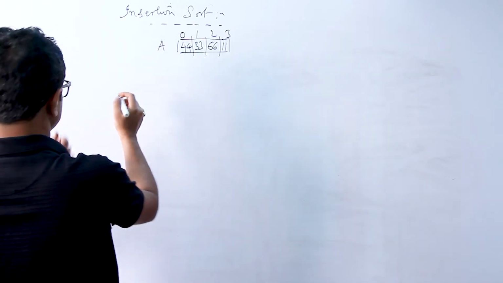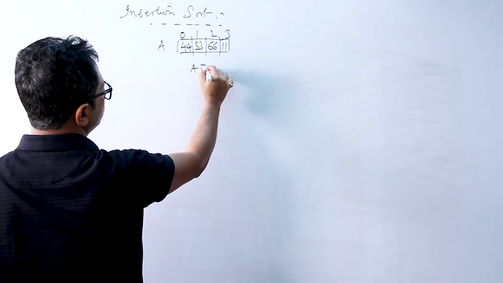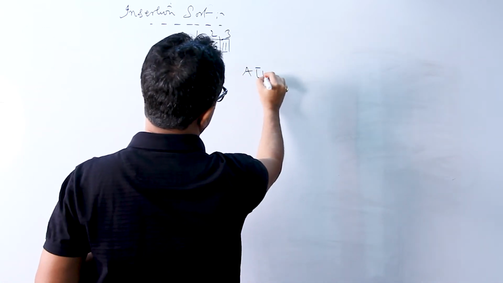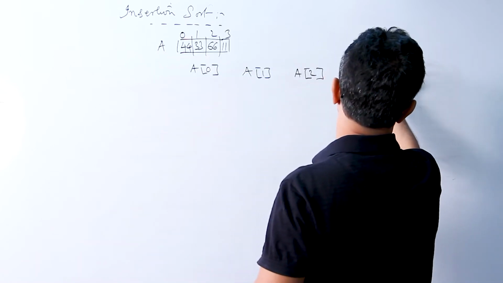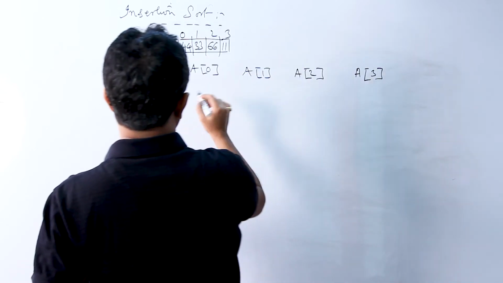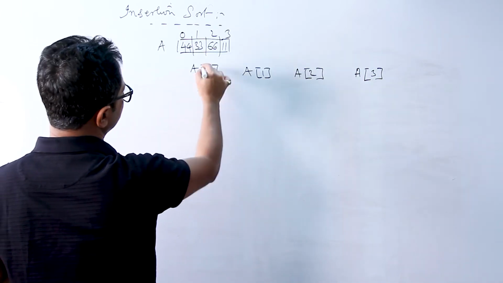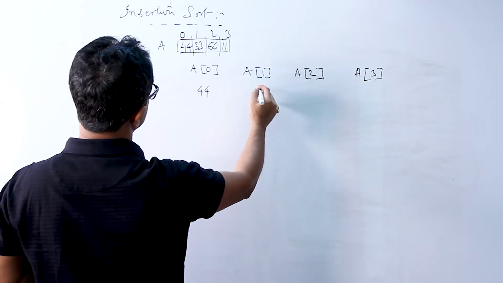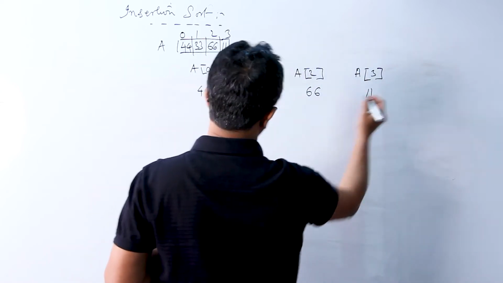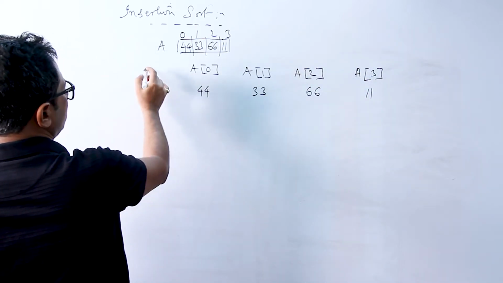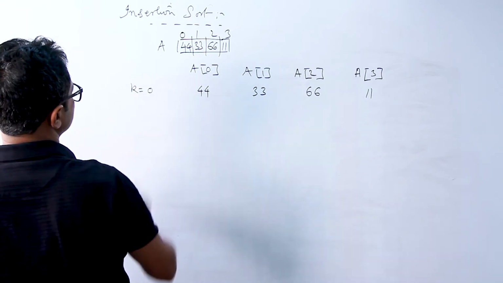Let me see. First, we will write like this: A is A0, A1, A2, A3, and write the respective elements underneath these index positions: 44, 33, 66, 11. Now, this is the first step, that is the k is equal to 0 step.